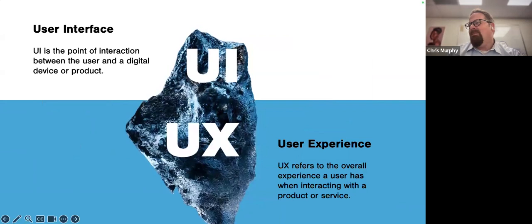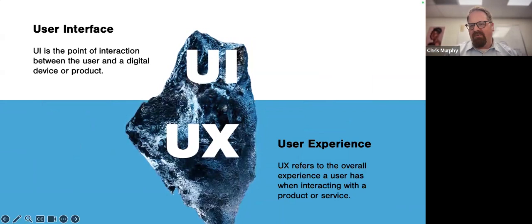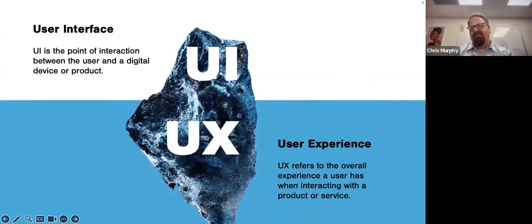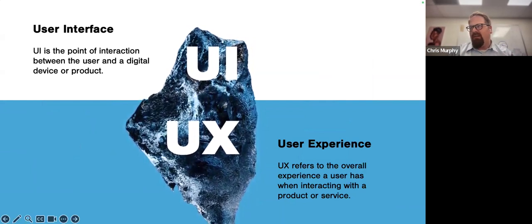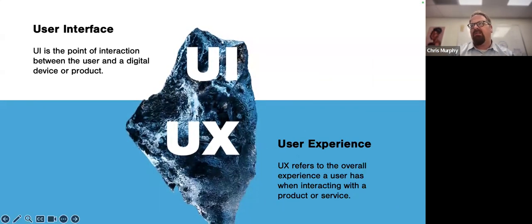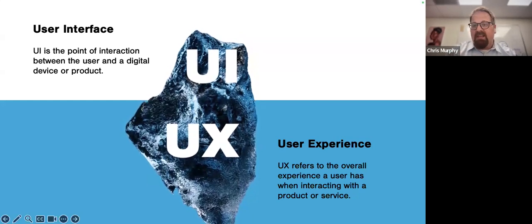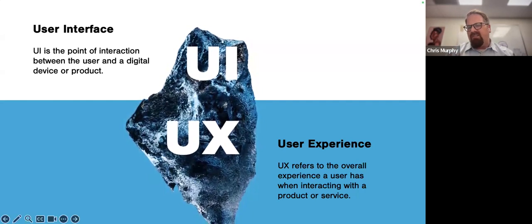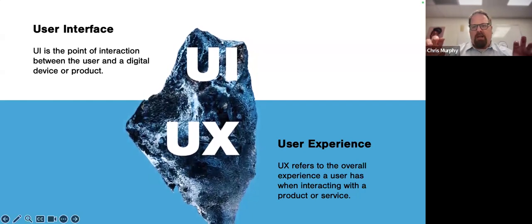No, that sounds good. I use this metaphor of an iceberg to illustrate the idea of what UX and UI is. We start with the UX first, which refers to the overall experience a user has when interacting with a product or service. The user interface is the point of the interaction between the user and the digital device or product. The UI is normally what we see, but there's a lot that goes on behind the scenes that gets us to making that application on your phone or a website or something like that.